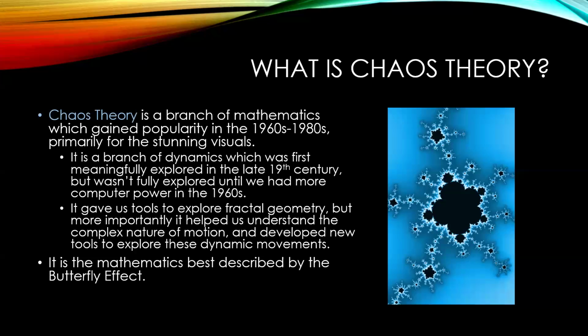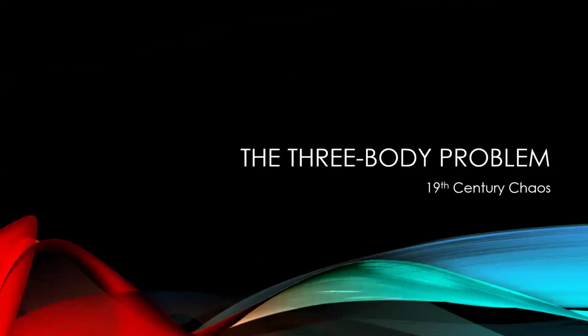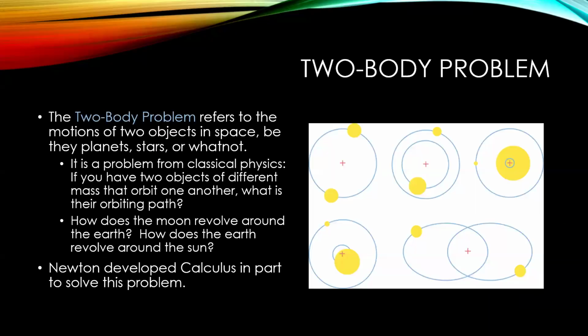And so let's see if we can understand what chaos is, beginning with the three-body problem. This was one of the first big examples of where people were saying, there's this weird behavior that keeps coming up. How do we describe it? And so before we get to the three-body problem, let's talk about the two-body problem.